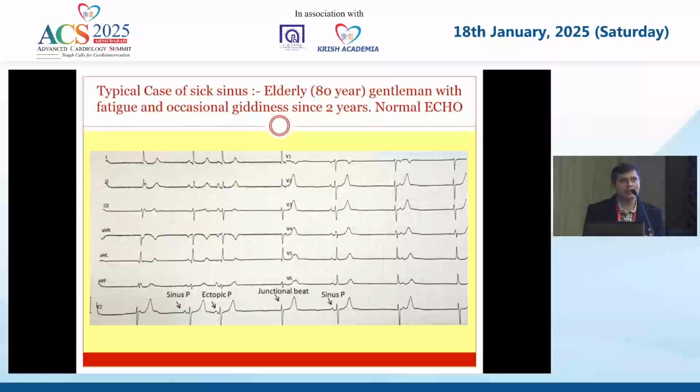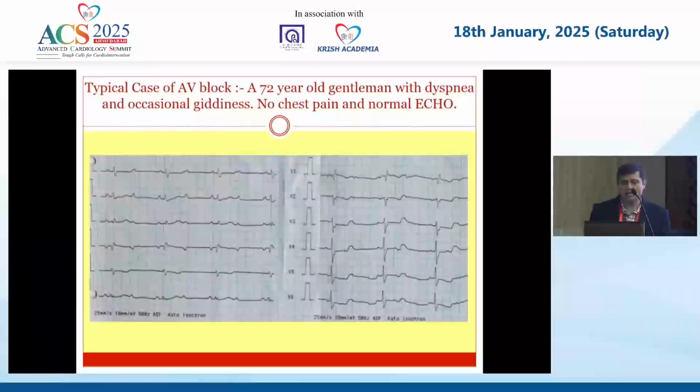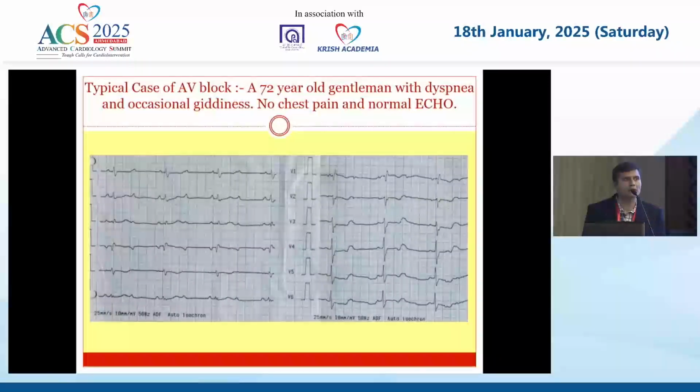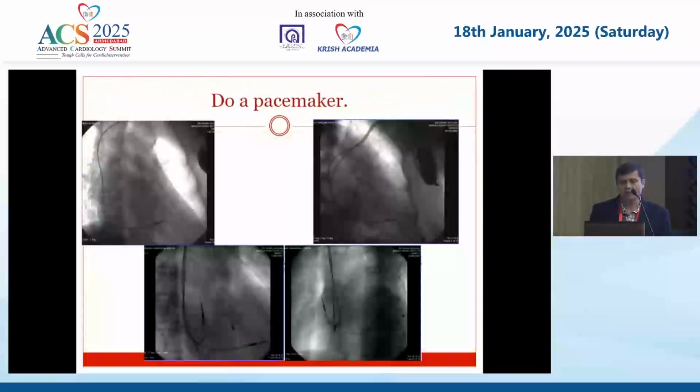So a typical case of bradycardia: sick sinus syndrome in the elderly since long, with a normal echo, the patient comes to you with symptoms, you treat that. A patient with AV block, here is 2:1 AV block, no chest pain, normal echo, occasional giddiness, so symptomatic bradycardia, you treat the patient by a typical pacemaker, single chamber pacemaker, double chamber pacemaker, or if LV dysfunction is there, a CRT. Right? That is how we treat, in general.